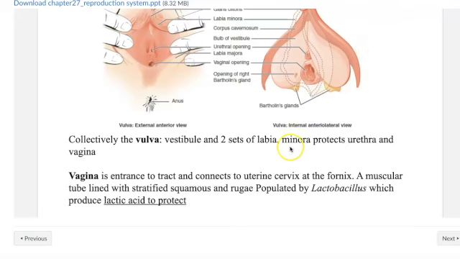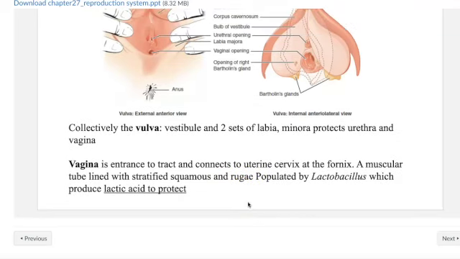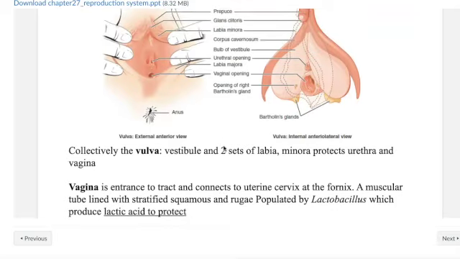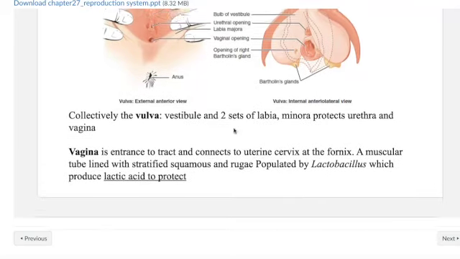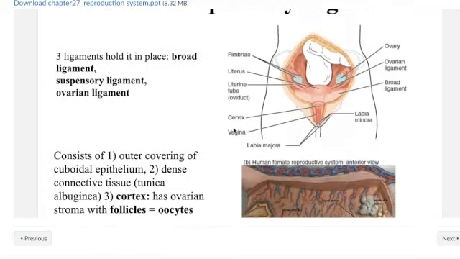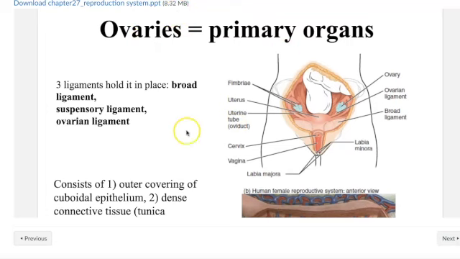Okay, so it's got rugae. Again, rugae we saw in the stomach. We saw it in some part of the body that will expand. Okay, so it could expand, and it's populated by lactobacillus, which is why it is acidic, and that is to protect. That's why when the sperm goes in, a lot of them will automatically die from the acidic environment. So ovaries are the primary organs.